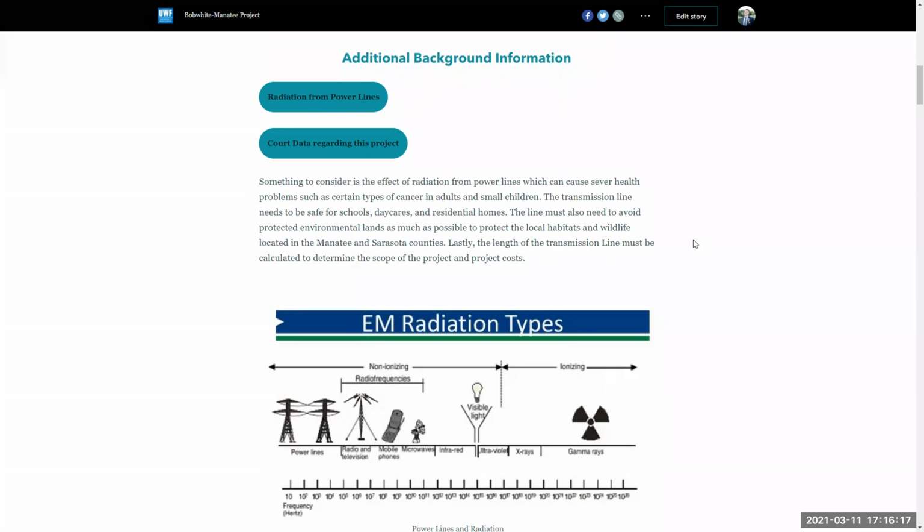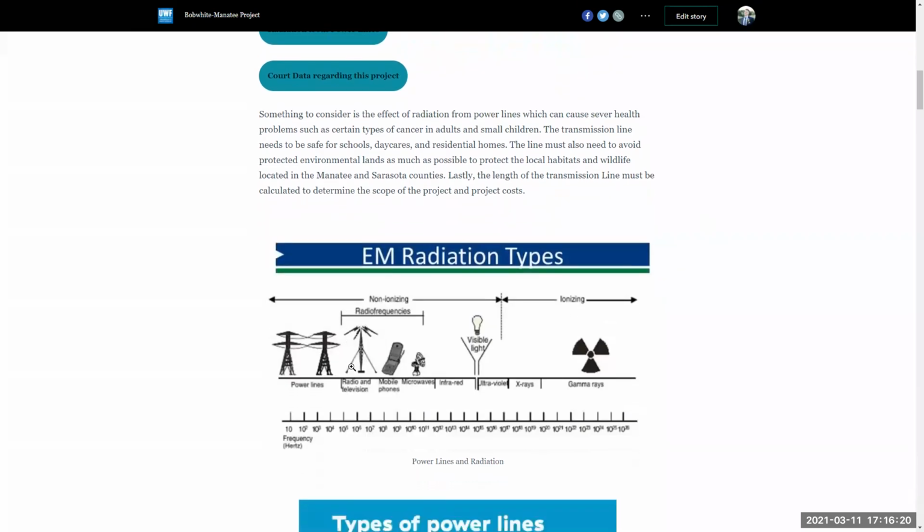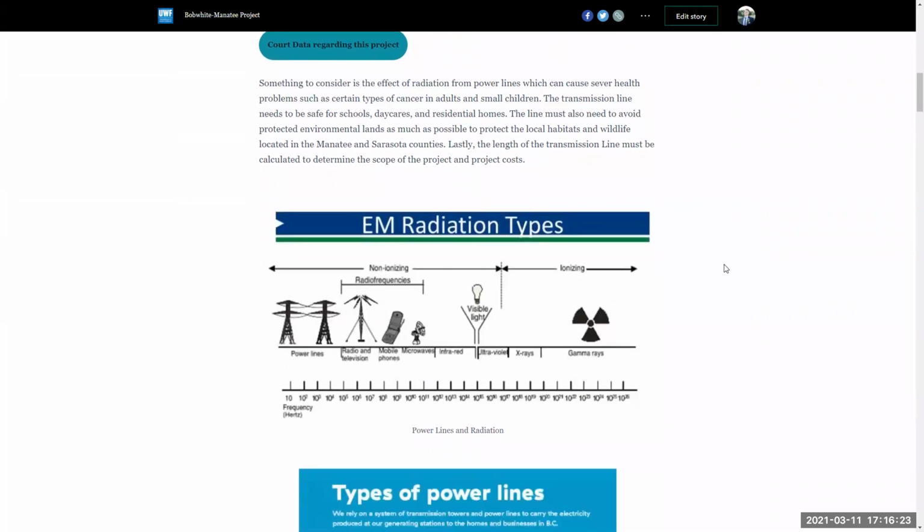It is a low level of radiation, considered in this graph here with the power lines. But they are running studies to see the effect on adults and small children, especially in regards to leukemia cancer. So it's something we want to take into account when considering the proximity of the transmission line, where it is put down, where people are living, where kids are going to school, etc. So that's something I wanted to highlight here. It's something that might be overlooked, but should be considered when this transmission line is installed.